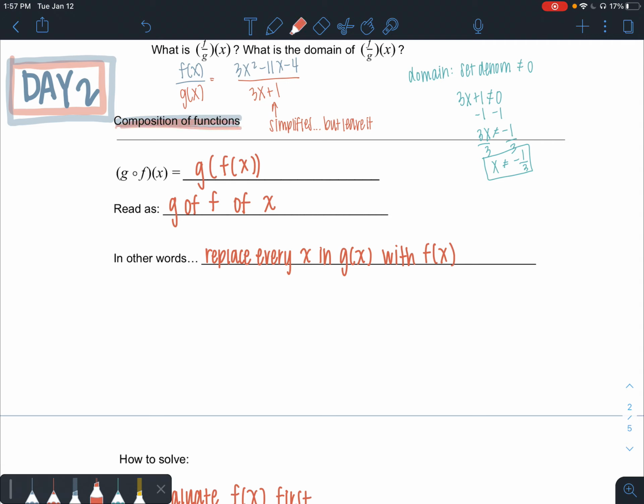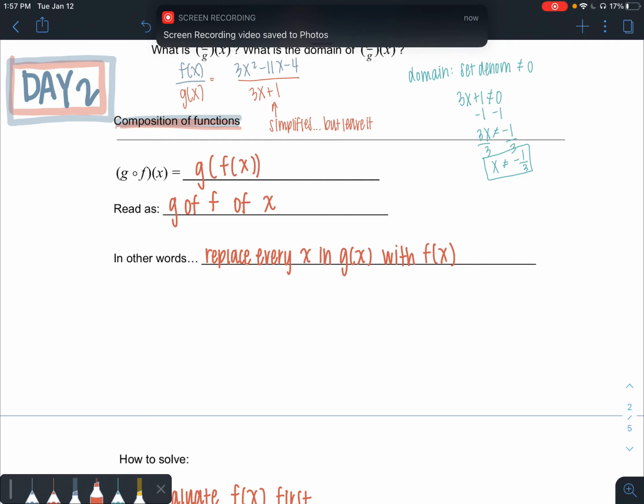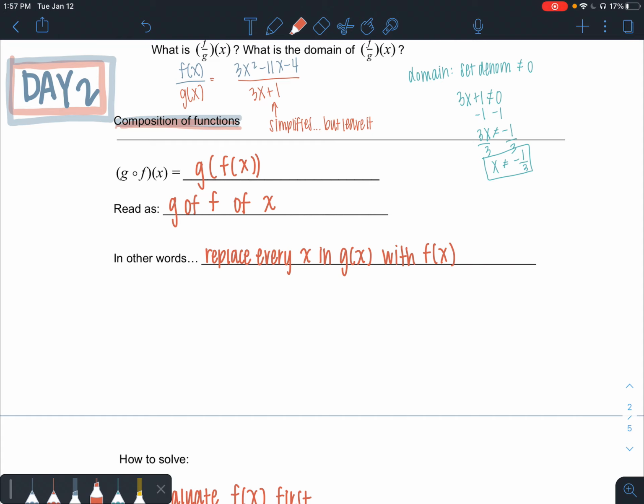Okay, go ahead and write down g of f of x like that. That is written as g parentheses f parentheses x double parentheses, and we read it as g of f of x. When you see that, it means to replace every x in g of x with f of x, and we'll definitely talk about what that means and how to do that.